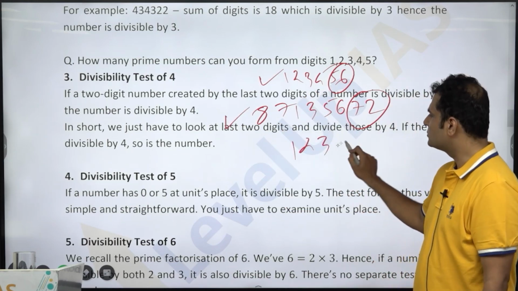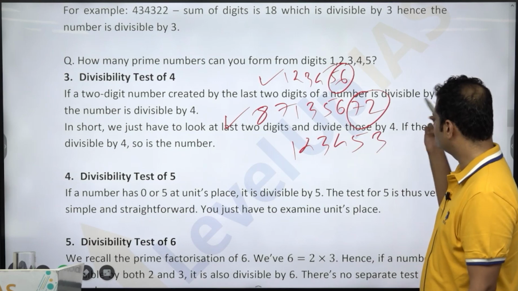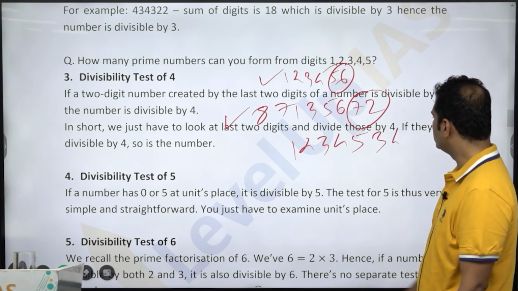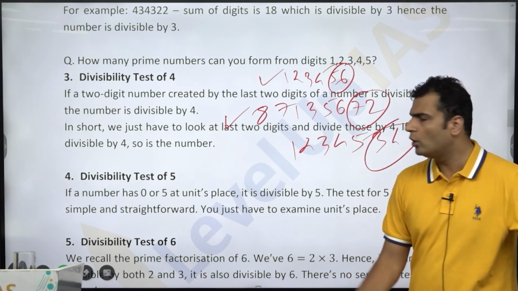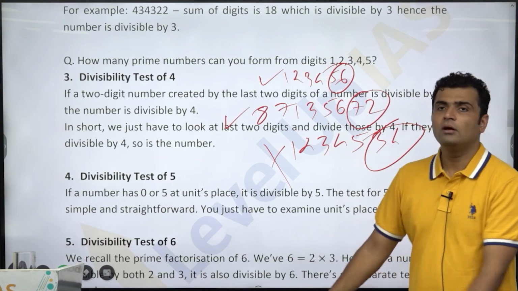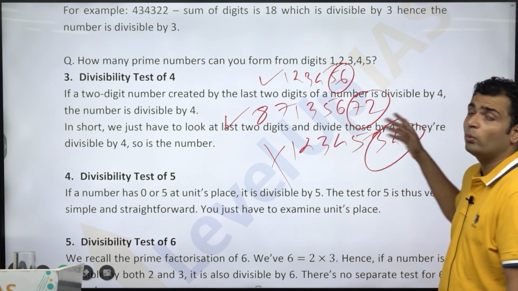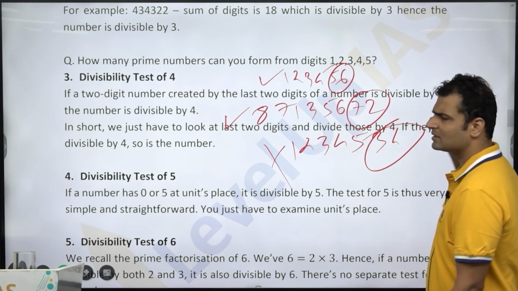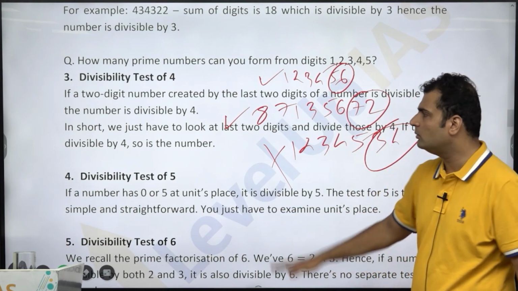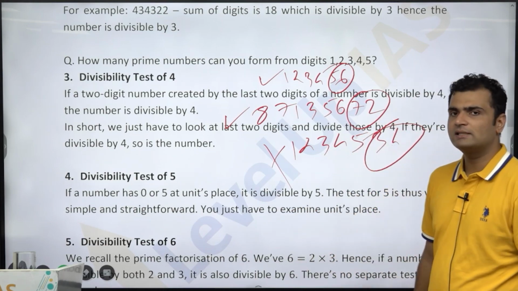Anything. I can explain why this test is like that, but maybe we'll do it some other time. 34, is 34 divisible by 4? No, so this number is not divisible by 4. There is a mathematical explanation about why this happens, but let us keep that aside for right now, because right now our purpose is to clear the exam.